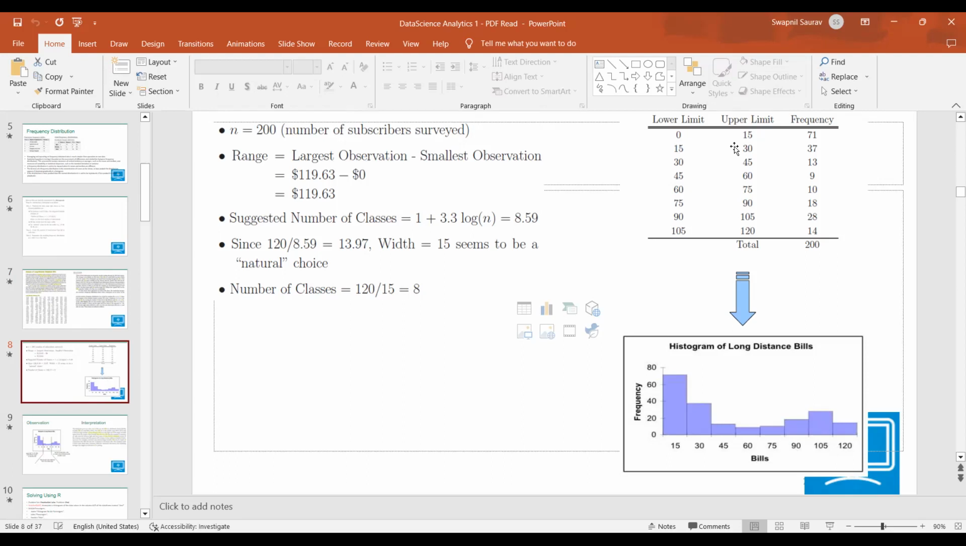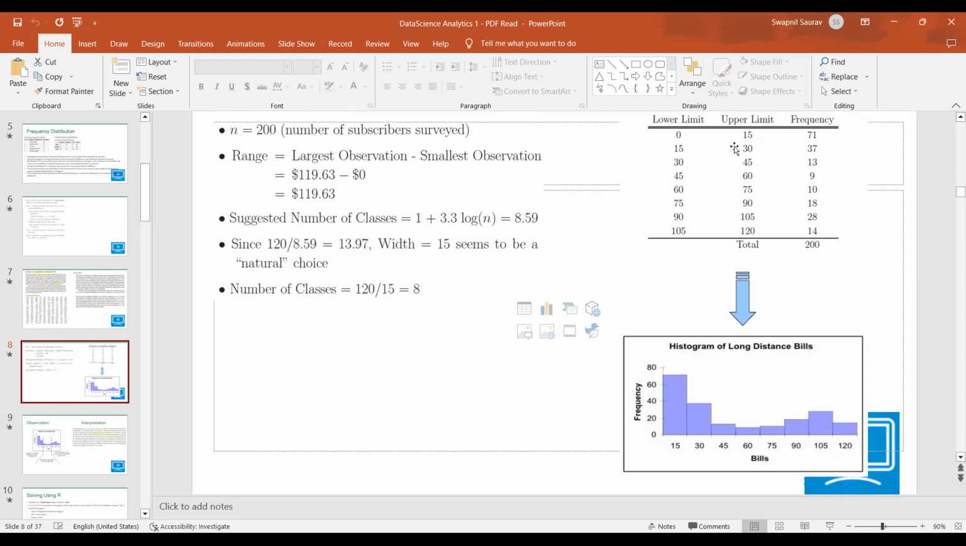0 to 20, 20 to 40, 40 to 60. That will come around 6, half of 12, right? So again, 6 will be too few. So probably an interval of 15 is good. 0 to 15, 15 to 30, 30 to 45. So that all the numbers will be covered within about 8 bars. Okay. So we create this lower limit, upper limit.